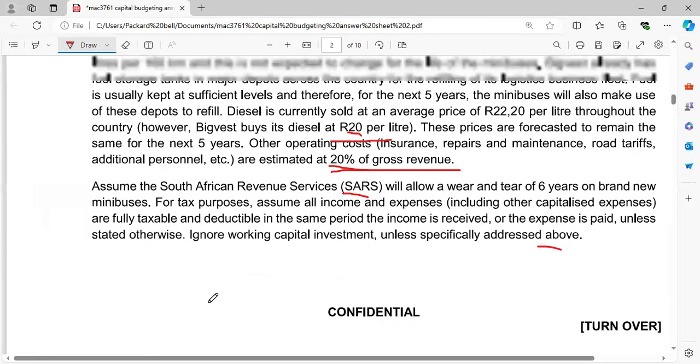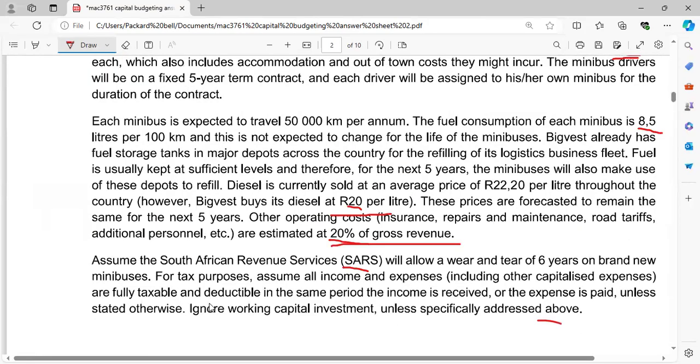On fuel cost, they say each minibus is expected to travel 50,000 kilometers per annum. The fuel consumption of each minibus is 8.5 liters per 100. So per year, it travels 50,000 kilometers. You can see here, this is where you get your answer. Let's look at what else is there. These guys are going to pay 20 per liter.